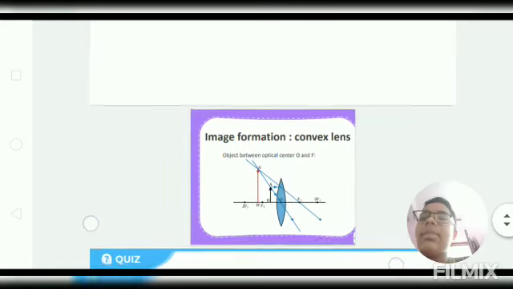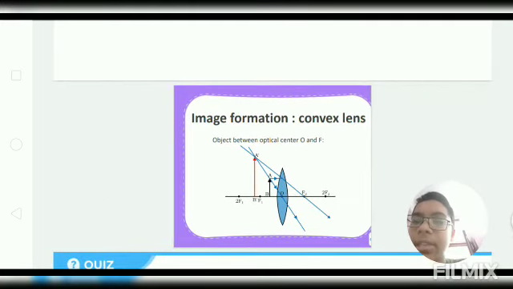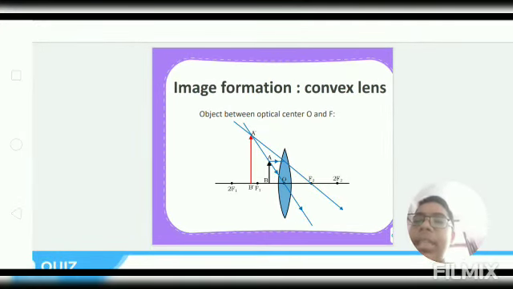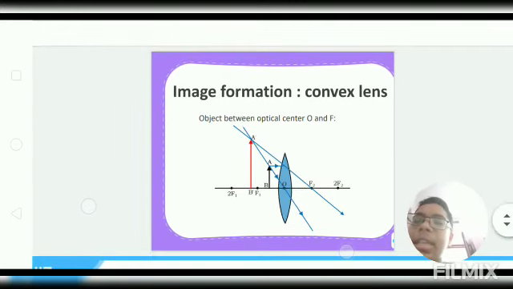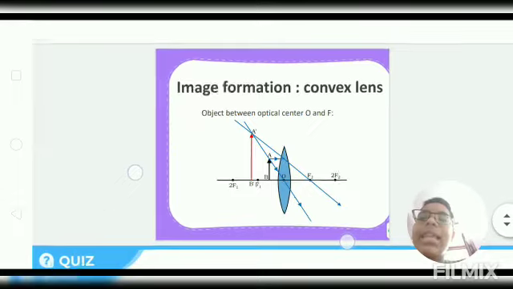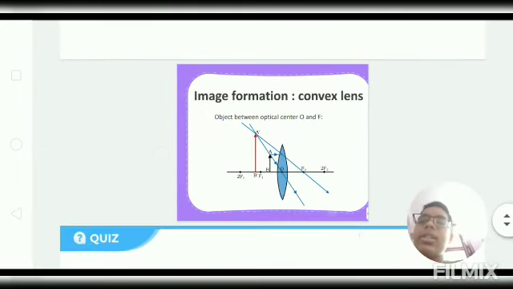Okay. The next image formation in a convex lens is somewhat a different case. When the object is between the optical center and the focus, as per basic ray diagram number 1, one ray becomes parallel to the principal axis and passes to the focus F2, and another ray passes through the optical center and remains undeviated. Here I will give some questions and then I will explain the nature of the image.